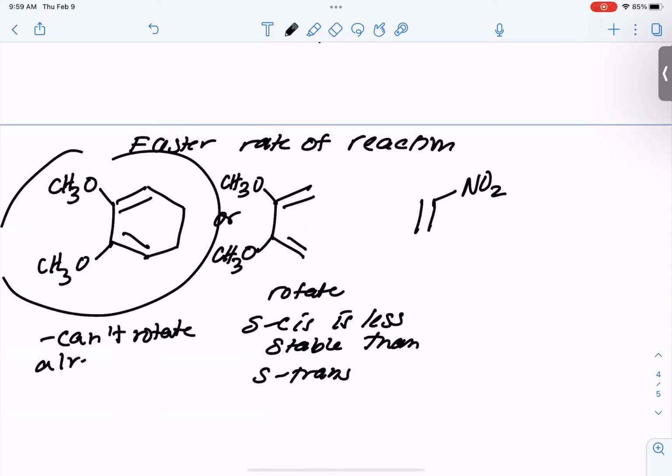It's already fixed in s-cis. Both of them have electron donating groups on them, right? You have those two methoxy groups, so that can't be what distinguishes their rate of reactivity.